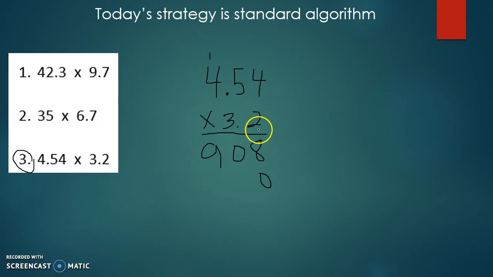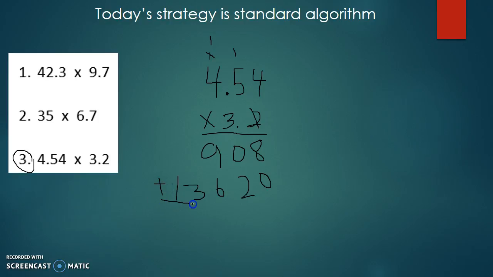I put my placeholder. I'm done with my 2. I'm done with my 1 because the digit to the left is always 10 greater than the digit to the right. So my answer needs to start where it's 10 greater, to the left. 3 times 4 is 12. 2, regroup my 1. 3 times 5 is 15. Plus 1 is 16. 6, regroup my 1. 3 times 4 is 12. Plus 1 is 13. So both digits actually go outside.